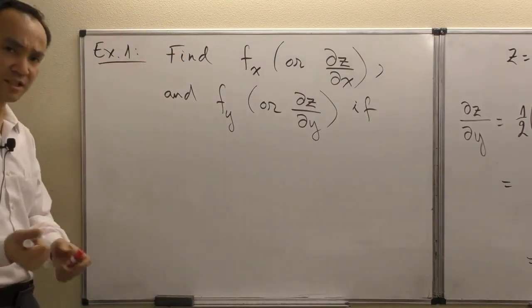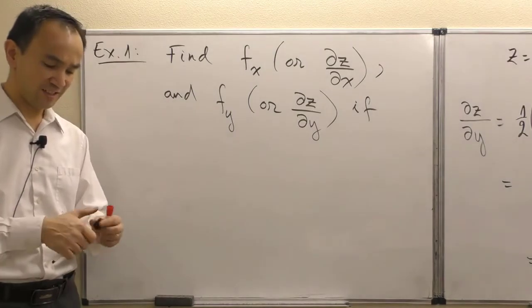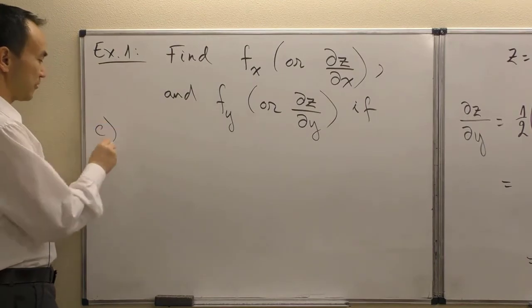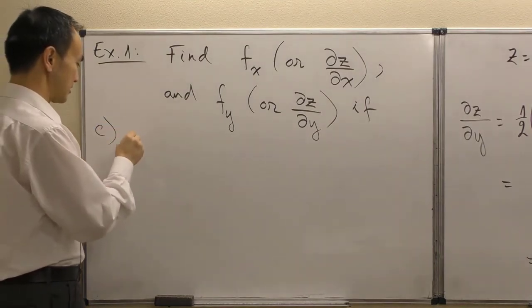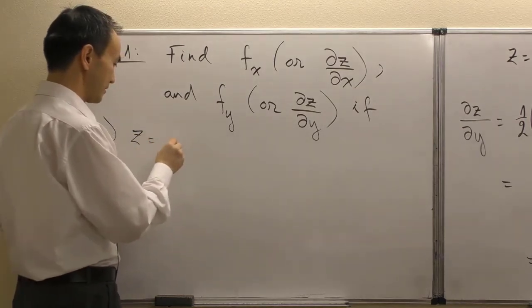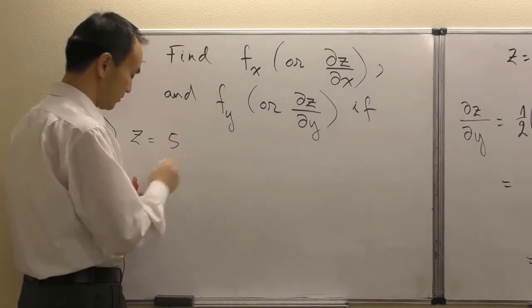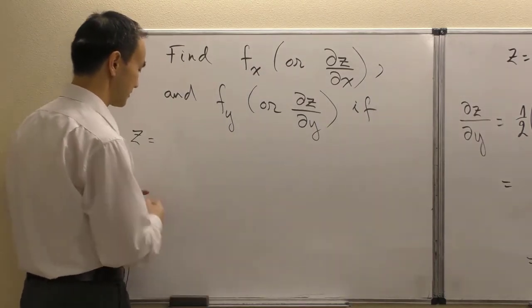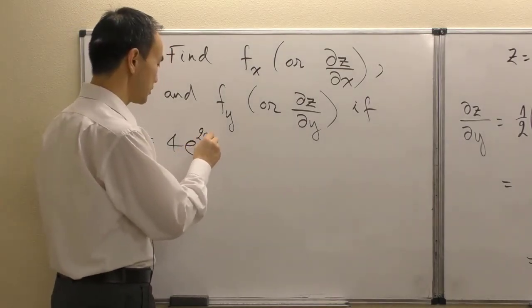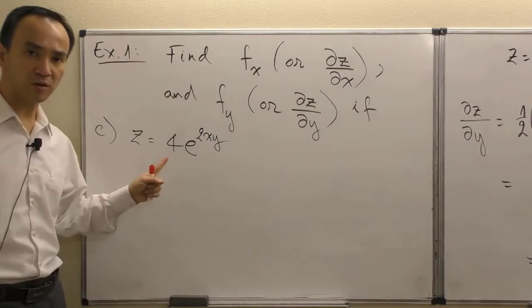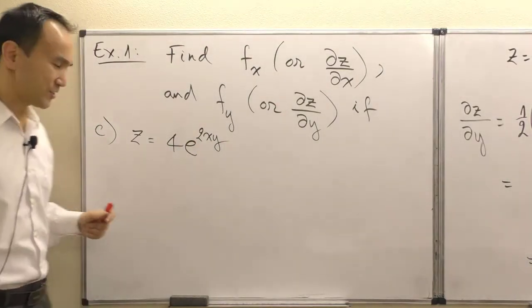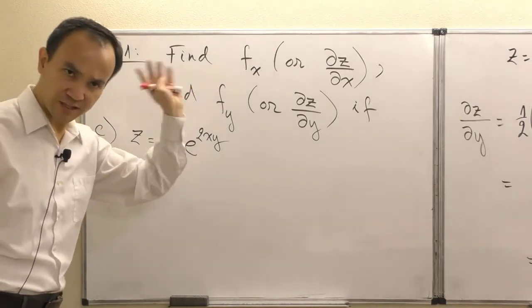All right, and so now let's look at another one in our problem right here. What about part C of our example? So let's look at, how about z equals 4 times e to the 2xy. All right, z equals 4 times e to the 2xy. And so now the function here itself is exponential.